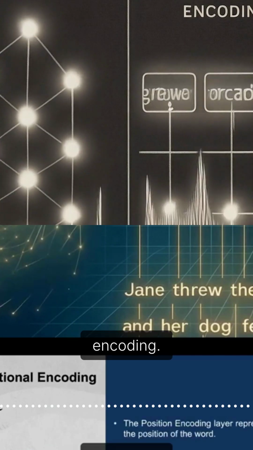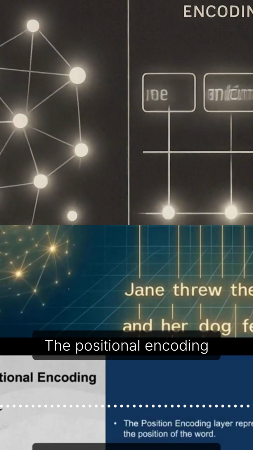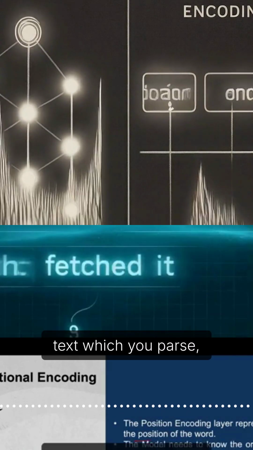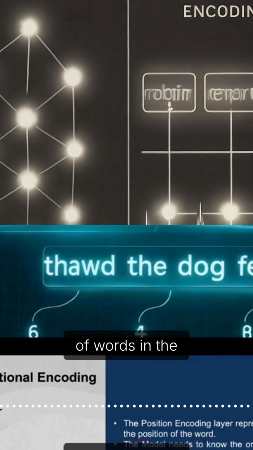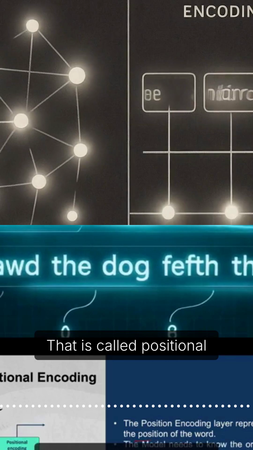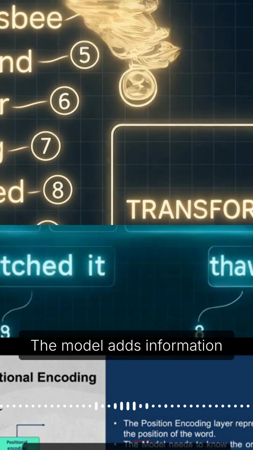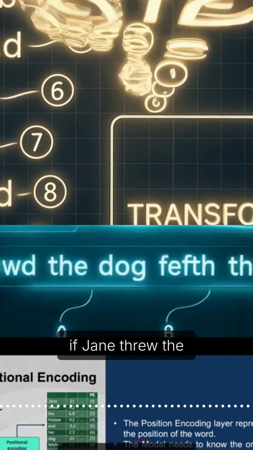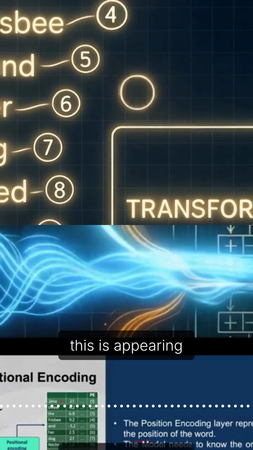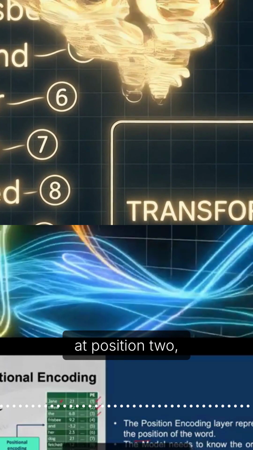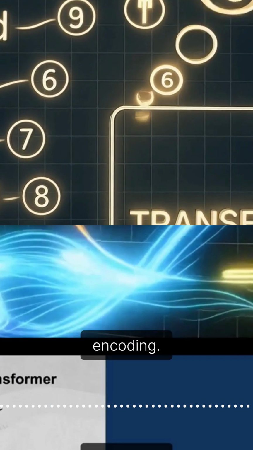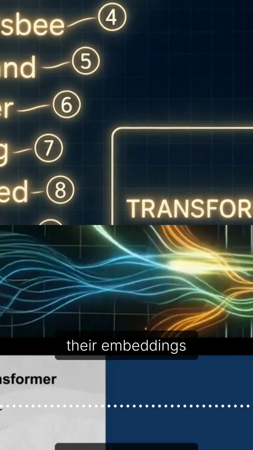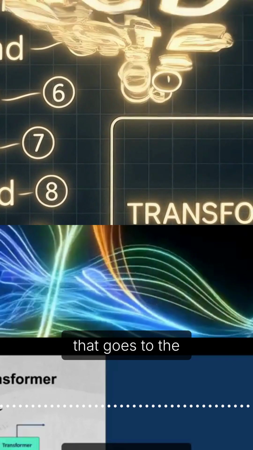Then positional encoding. The positional encoding layer represents the position of each word in the sentence, in the text which you pass, because the model needs to know the order of words in the sentence. The model adds information about the position of each word in the sentence. For example, if Jane threw the frisbee and her dog fetched it, this is appearing at position 1, this is appearing at position 2, and so on and so forth. That is positional encoding. Now the tokens, their embeddings and the positional encoding go to the transformer.